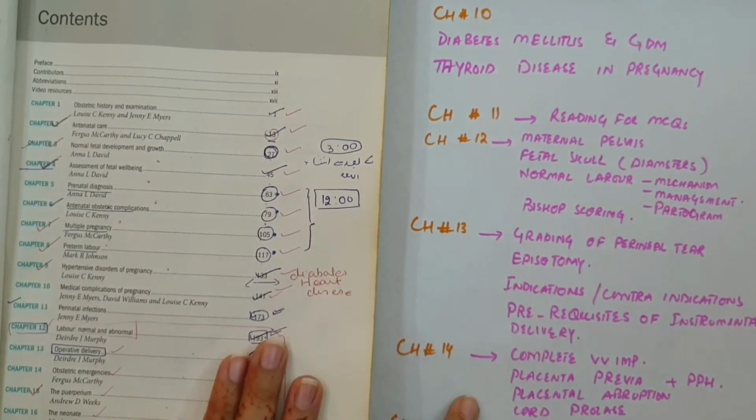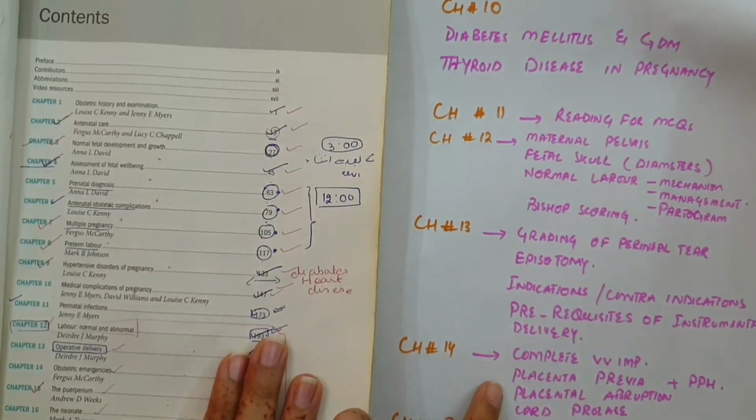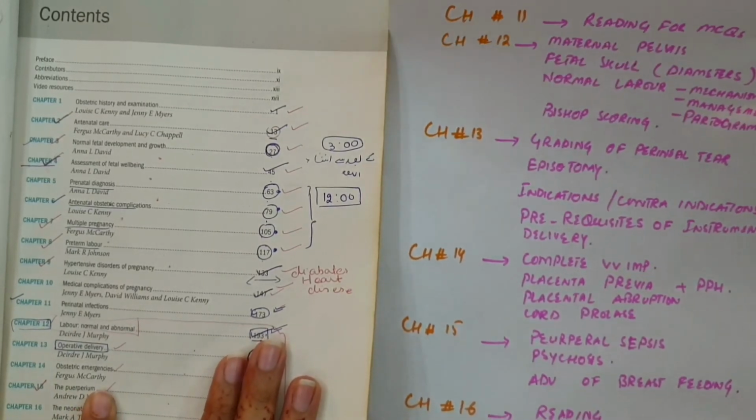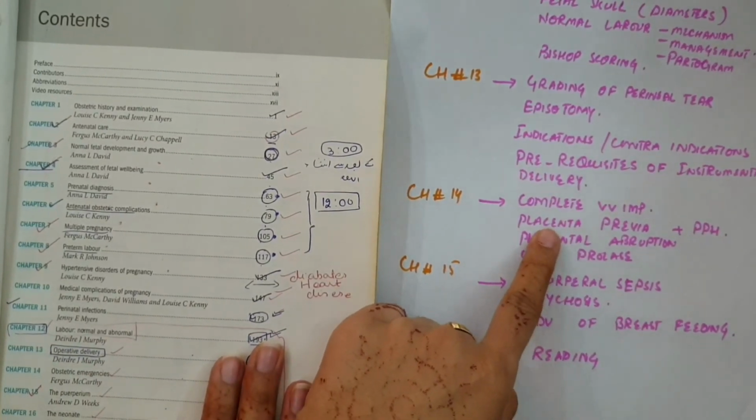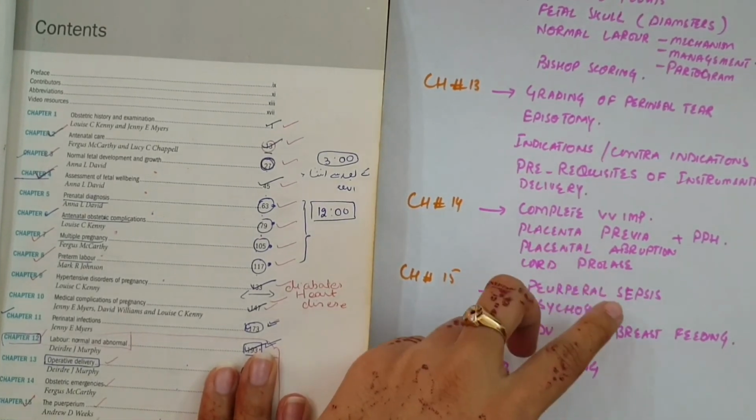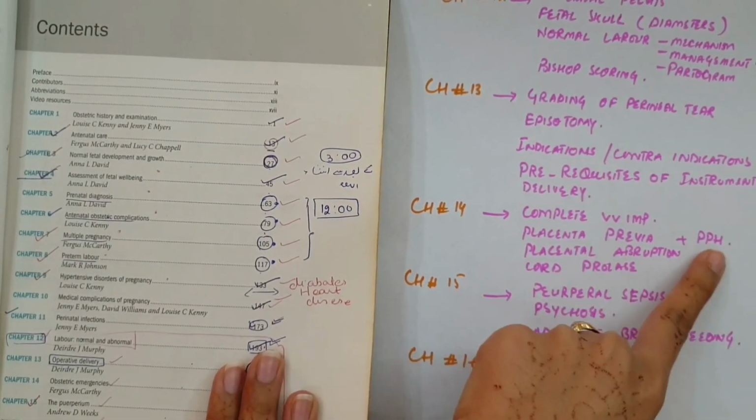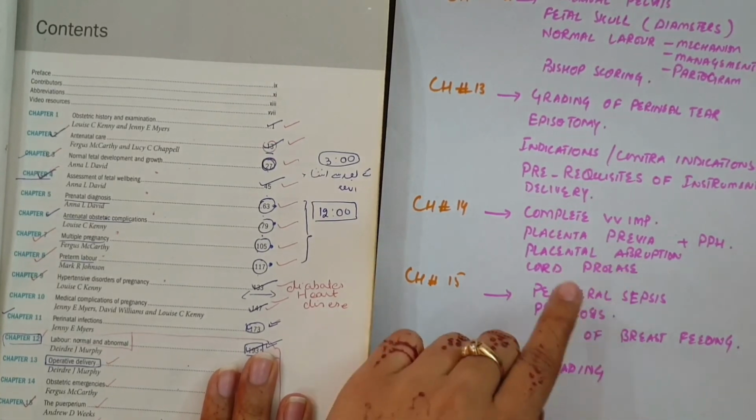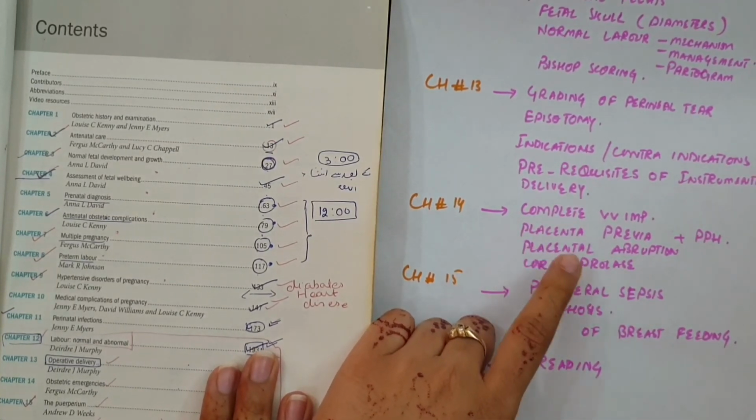And then we'll have chapter 14, OBS emergencies, obstetric emergencies. This is also a very important chapter. You will give complete reading to this chapter: placenta previa, placental abruption, cord prolapse, and postpartum hemorrhage. They are very, very important, and they are very important from SEQ, MCQ point of view.